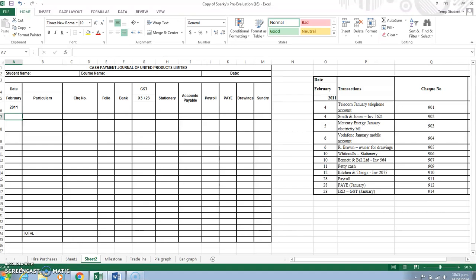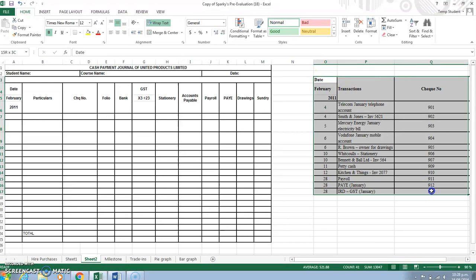Okay, so you can see here I've got my spreadsheet open. We've got the date of the transaction, the particulars, which is also the transaction, the check number, folio, bank, GST, and then we have our columns, which are the stationery, accounts payable, payroll, PAYE, drawings, and sundry. So I'll just do the first one, and then hopefully throughout the video you can do it on your own. Okay, so having a look here, we've got our information. We're going to go off this information here.